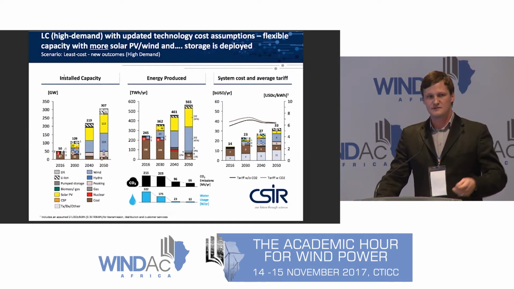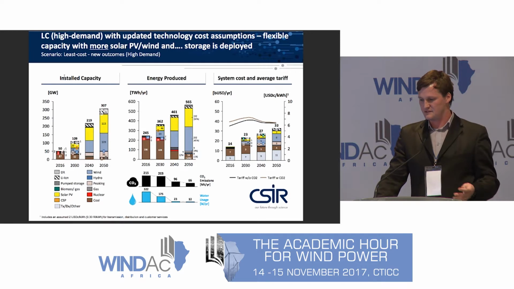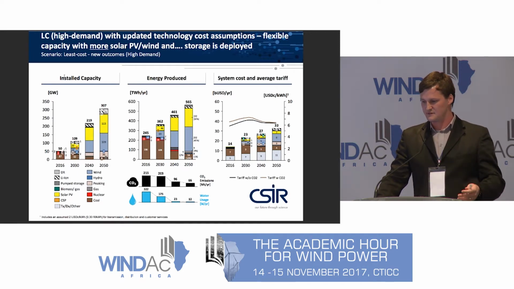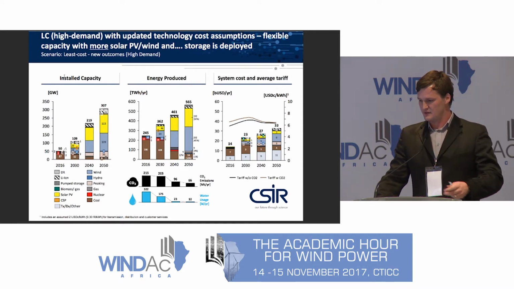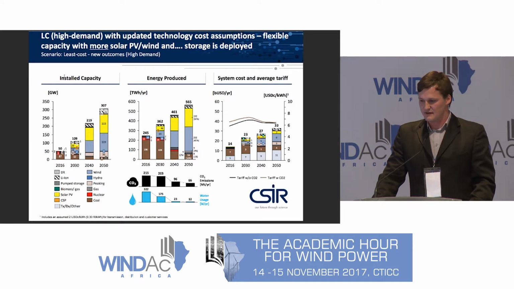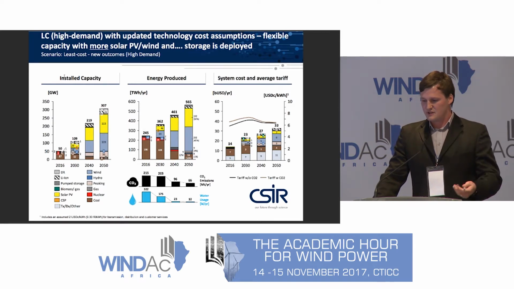So in terms of the outcomes, if you look at the three panels there, on the left-hand side is installed capacity to 2050 from today. The middle is the energy produced, and the right is the system cost as well as the average tariff. Effectively, what starts to happen is you use your existing coal fleets as much as possible, so you run them as hard as you can into the future. You also build new open-cycle gas turbines for peaking capacity and some closed-cycle gas turbines, but the dominant part of the energy mix is solar PV and wind deployed, combined with new storage.